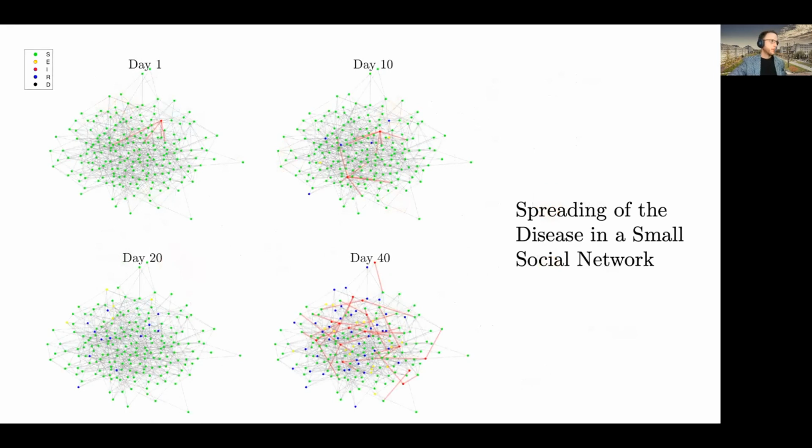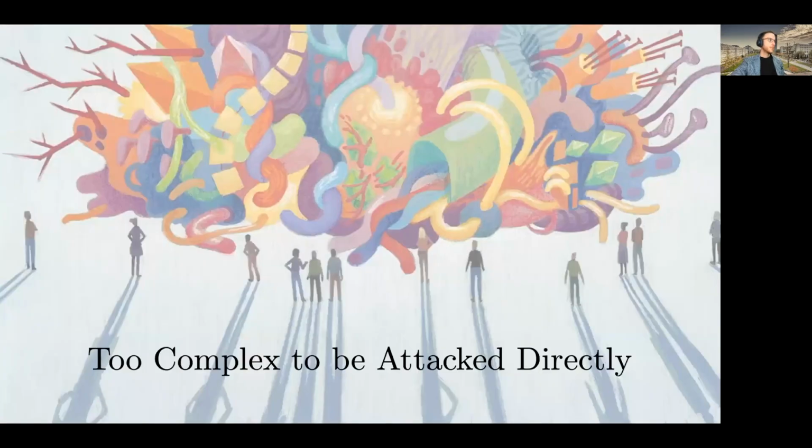This is just an example of how an evolution of this pathogen on a network of this kind would look like. Keep in mind that this is a quite small network if compared to the ones that we will consider in the following. But still, it is already a quite hard dynamical system that we are considering here: stochastic, nonlinear, very high dimensional, and with quantized states. So this is too complex to be attacked directly, at least as a whole.